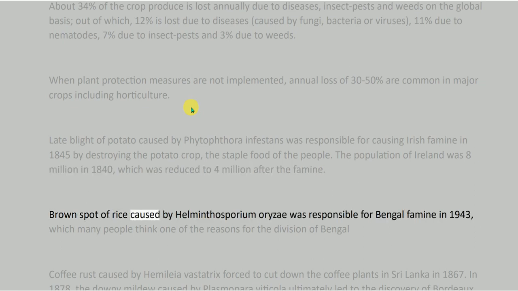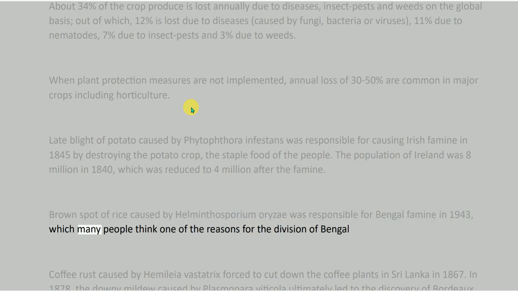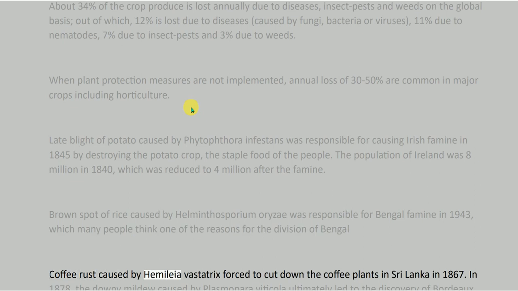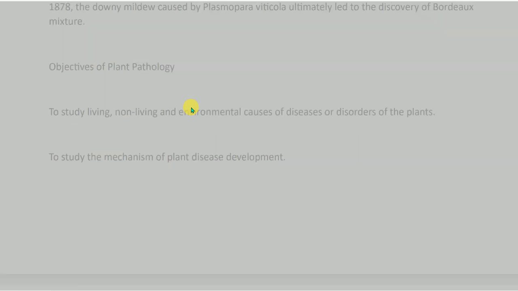Brown spot of rice caused by Helminthosporium oryzae was responsible for the Bengal famine in 1943, which many people think was one of the reasons for the division of Bengal. Coffee rust caused by Hemileia vastatrix forced the cutting down of coffee plants in Sri Lanka in 1867. In 1878, the downy mildew caused by Plasmopara viticola ultimately led to the discovery of Bordeaux mixture.